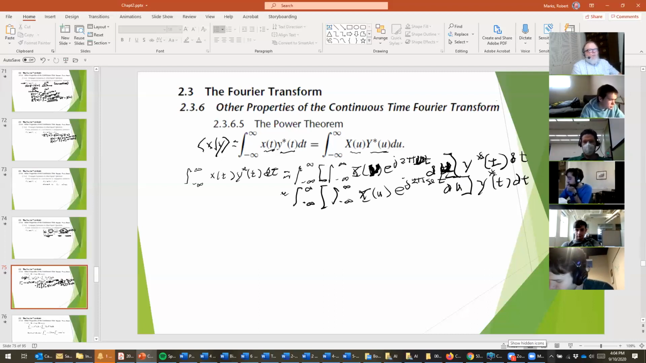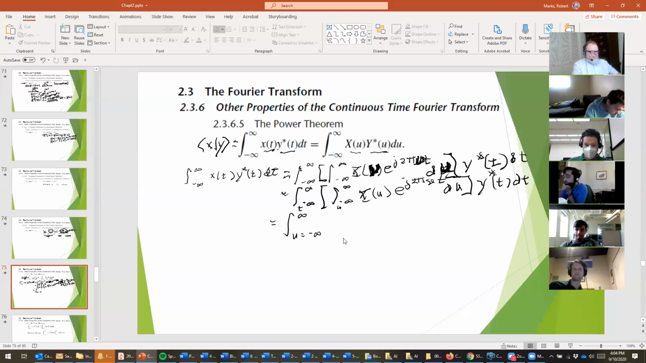The next thing I'm going to do is change the order of integration. If you recall in this course, when can you change the orders of integration? Always. Always, that's right, anytime you want to. So I'm going to change the order of integration. Here my integral is over u, here it is over t. So I'm going to first do my integration over u, and then I'm going to do my integration over t.